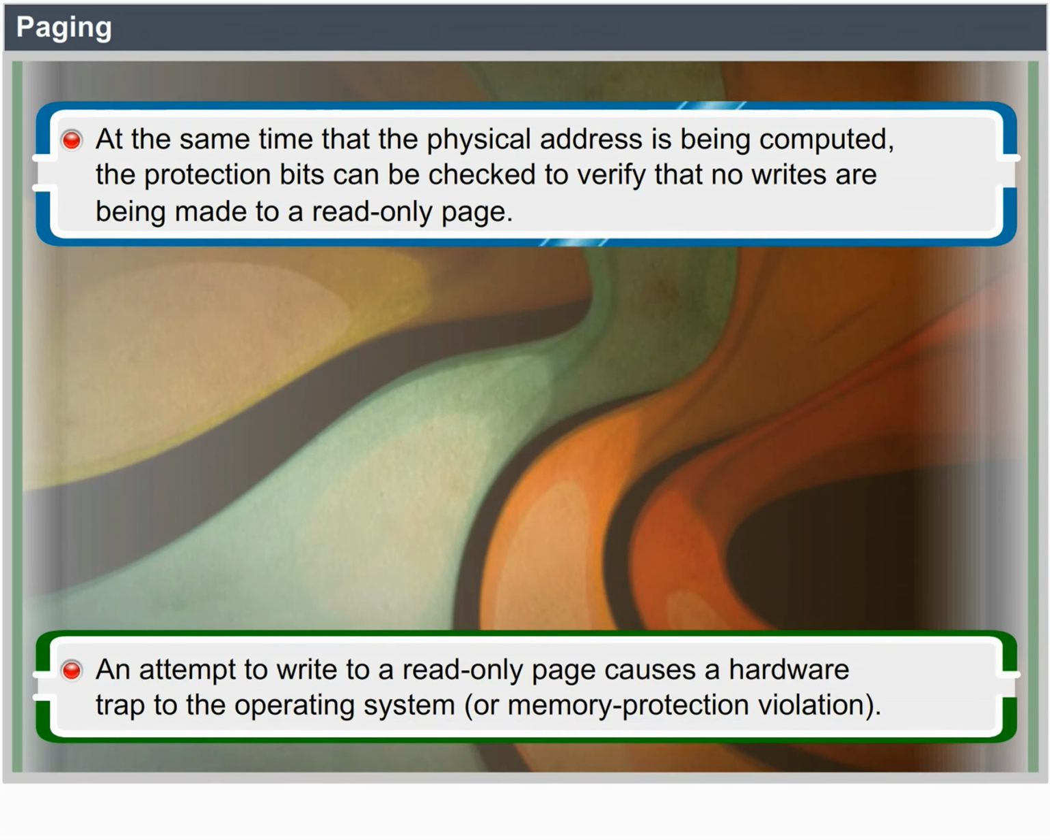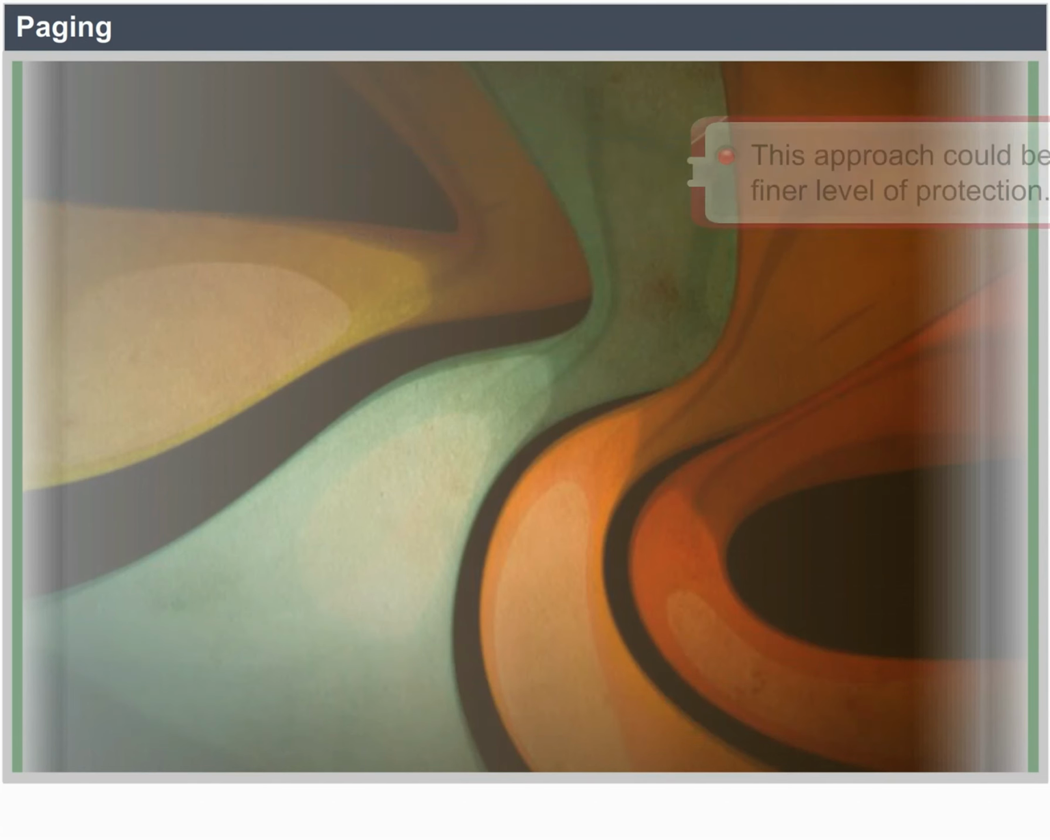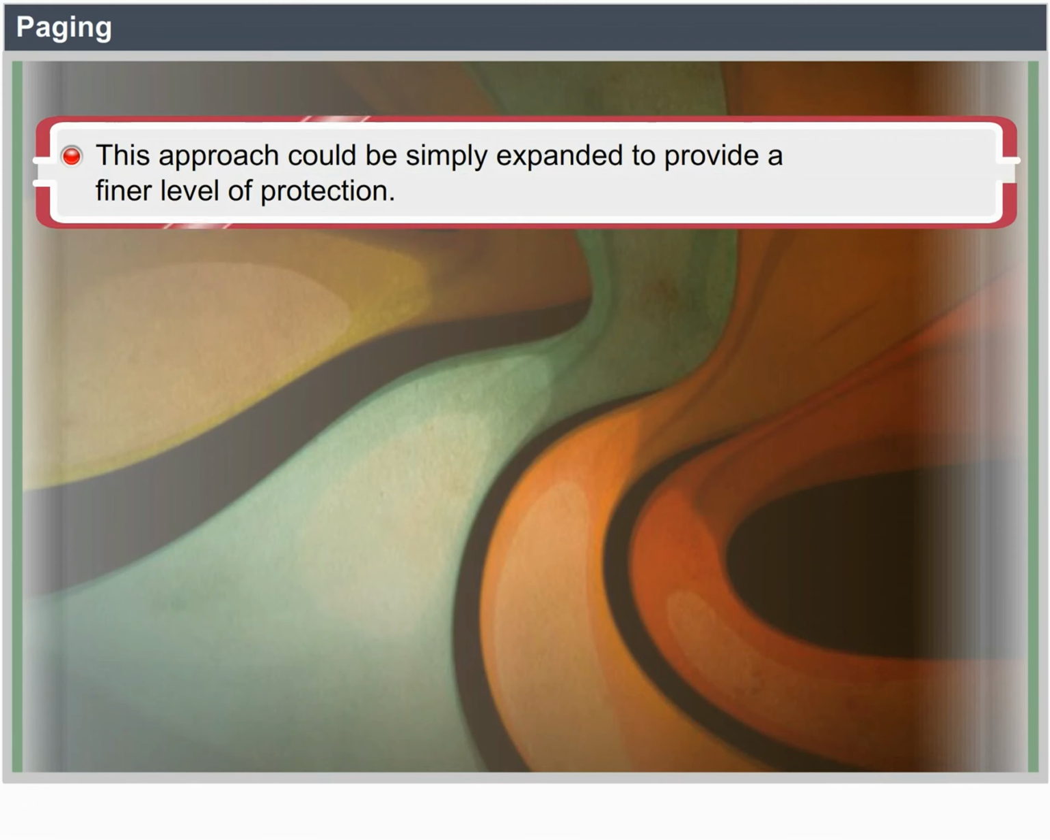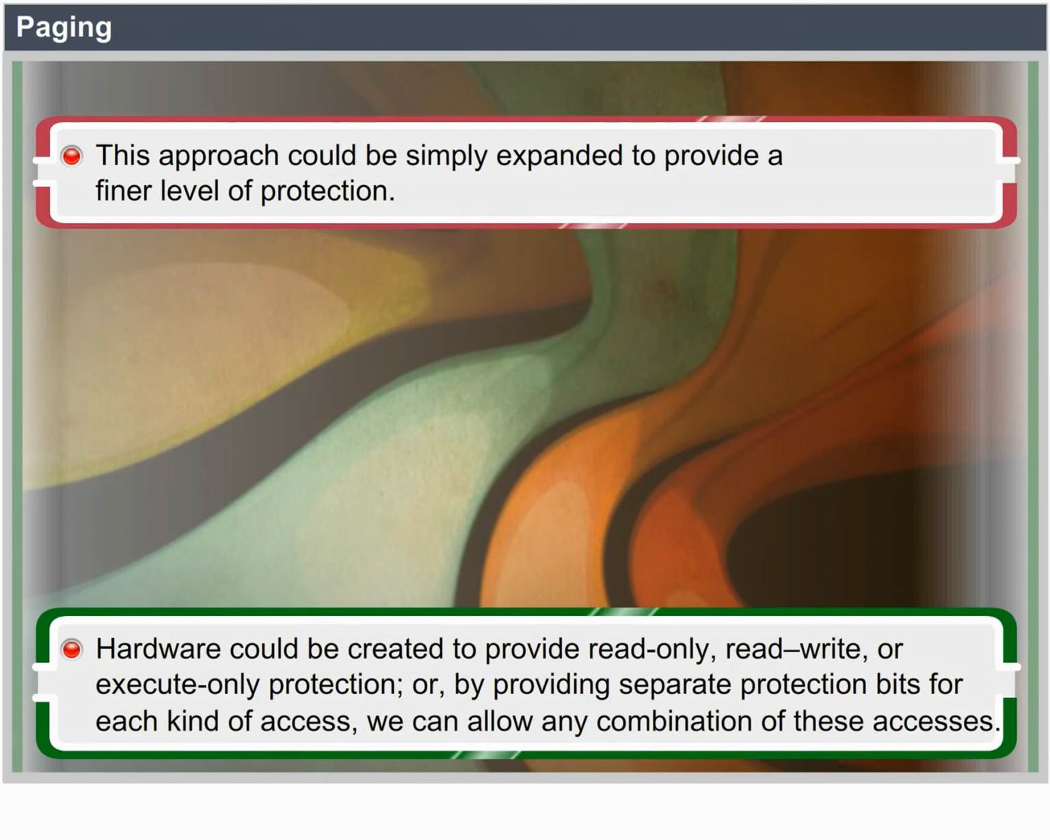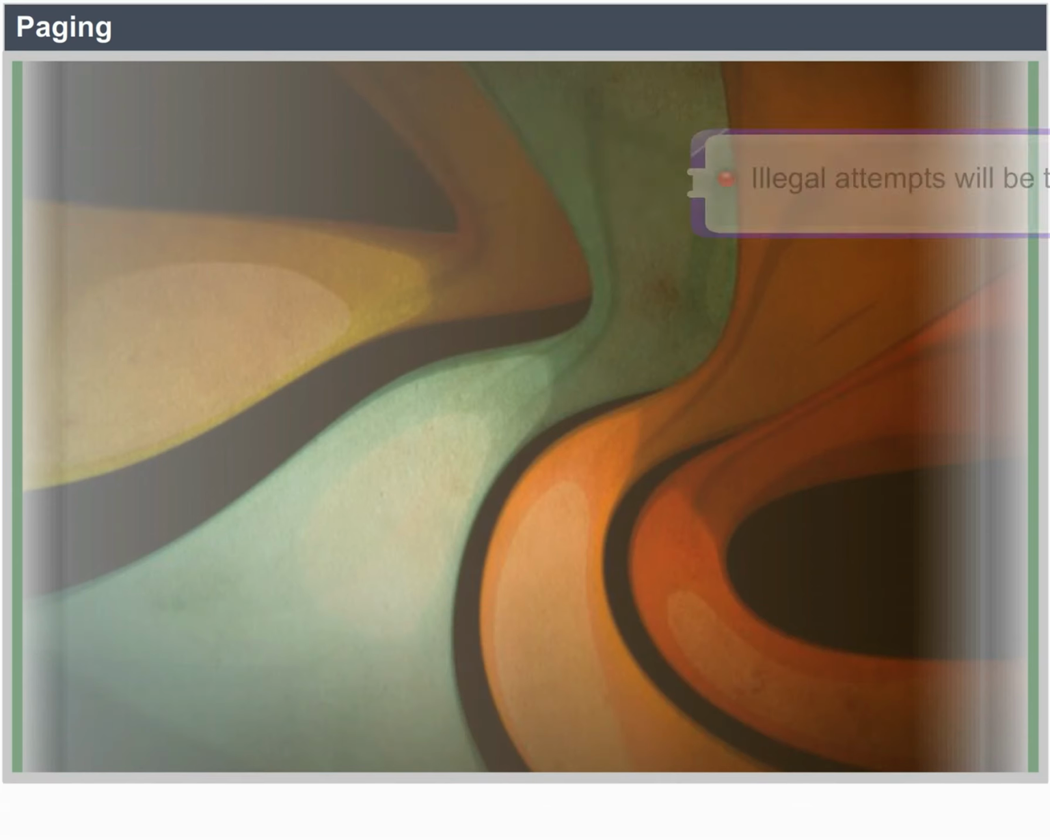We can easily expand this approach to provide a finer level of protection. We can create hardware to provide read-only, read-write or execute-only protection, or by providing separate protection bits for each kind of access, we can allow any combination of these accesses. Illegal attempts will be trapped to the operating system.